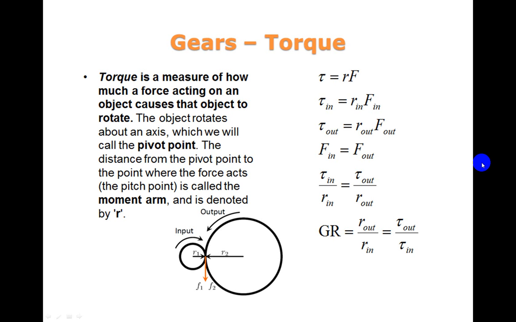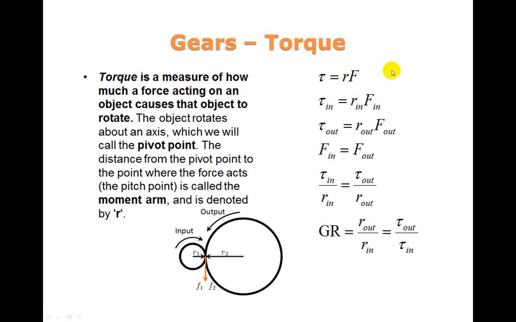The distance from the pivot point to the point where the force acts, or the pitch point, like you saw on the slide before, is called the moment arm and is denoted by an r. So torque, again the Greek letter tau, is equal to the radius times the force. Torque in equals radius in times force in, or torque out would be radius out times force out.